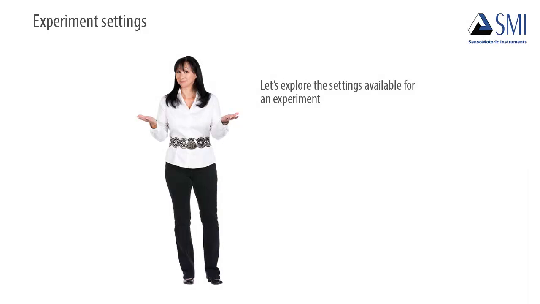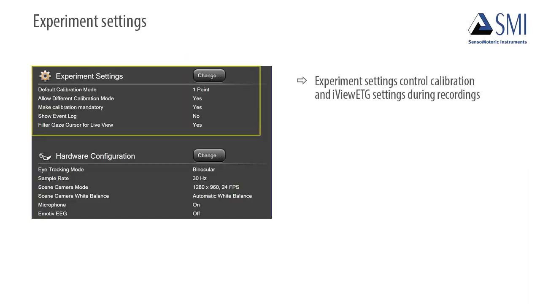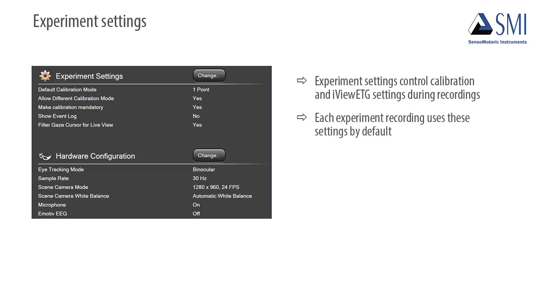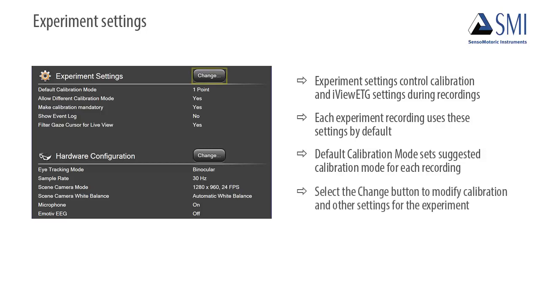Let's look at the settings you can modify for an experiment. Experiment settings control calibration and iViewETG settings for recordings. These settings are used by default for experiment recordings. The default calibration mode listed here sets the suggested calibration mode for every recording. Select the Change button to modify any of these settings.